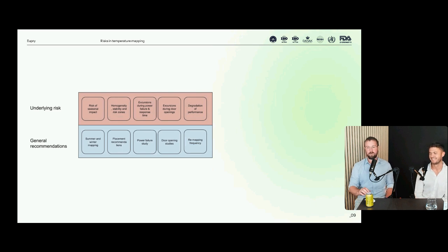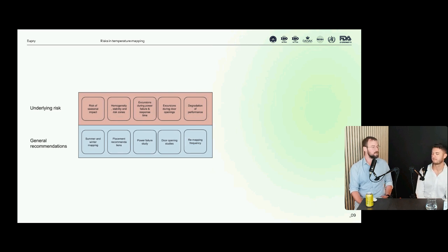And we actually got a question here which lines up perfectly with what we're talking about: do summer and winter mappings need to be completed on a storage unit held in a controlled room temperature environment? And that's spot on, because what is your risk here? If you have a unit that's stored in a temperature controlled environment, is there then a risk that seasonal changes will impact the storage conditions?